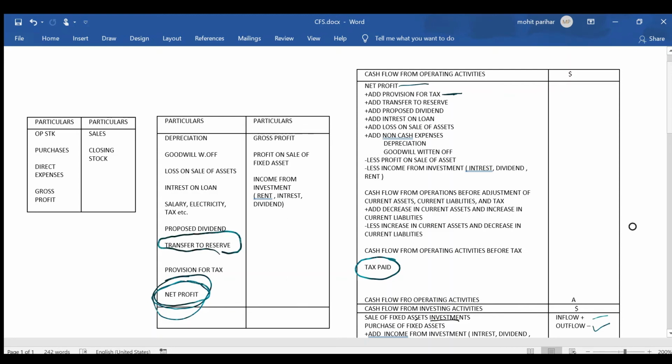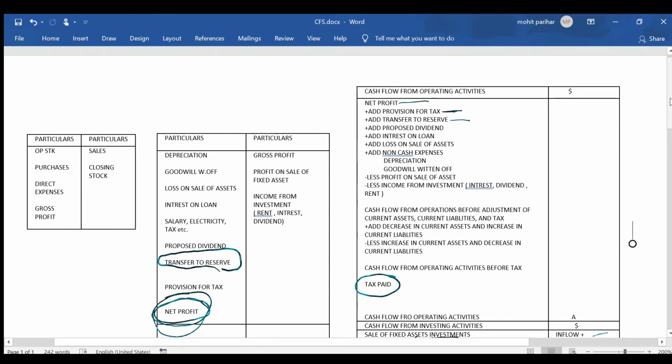Okay. Now let's move on to another item, which is transfer to reserve. Now transfer to reserve also does not involve any transfer of cash. It is just a book entry and no cash transaction, no cash inflow or outflow is involved when transferring to reserve. So therefore, it is a non-cash item and we will add it back to net profit. Okay. Now another one is proposed dividend. The proposed dividend is just a dividend which we are going to pay in the future. It is not a dividend which we have actually paid. Okay. And therefore, it is a non-cash item and it is just a book entry to show the amount which we are going to pay in future. Okay. And therefore, it is going to be added back to the net profit.